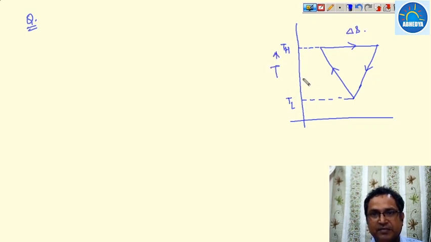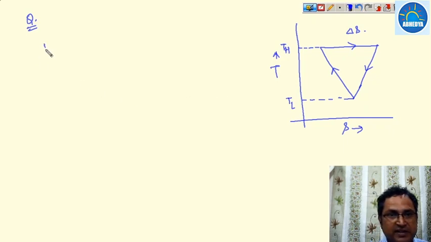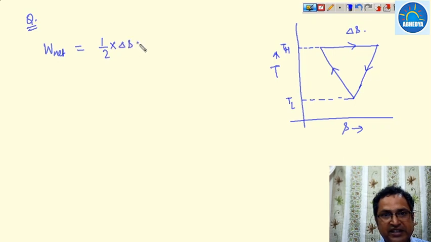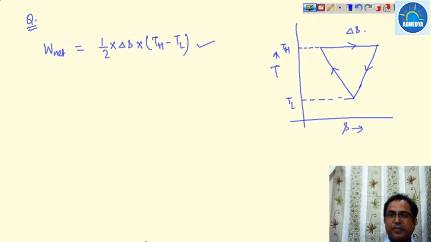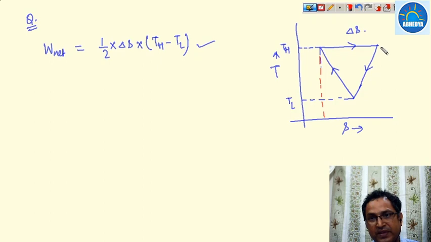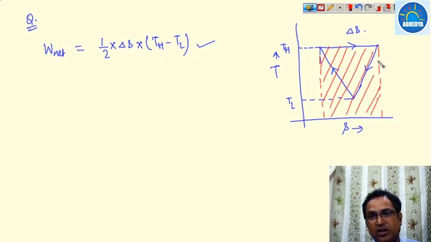This is a TS diagram. So what is the net work? Net work done is half, base is delta S, into height TH minus TL. That we can easily calculate. So this is the net work done, that is the area of this diagram. And now in this case, the amount of heat means this entire red area. This is the total amount of heat addition.